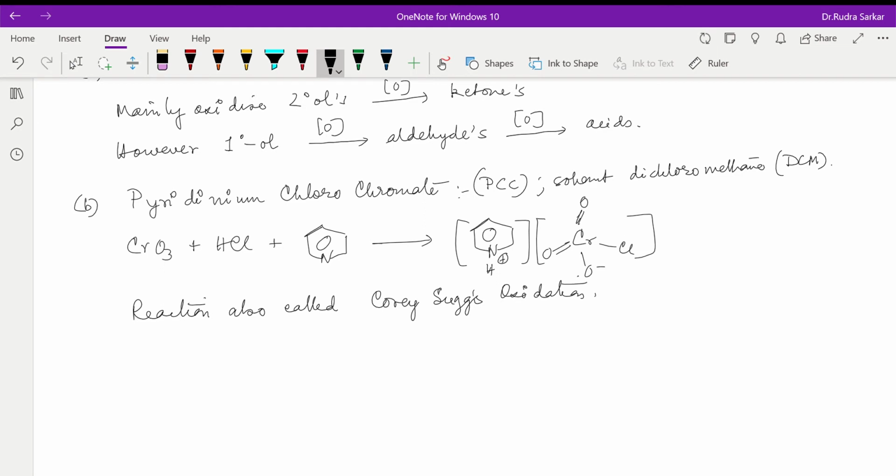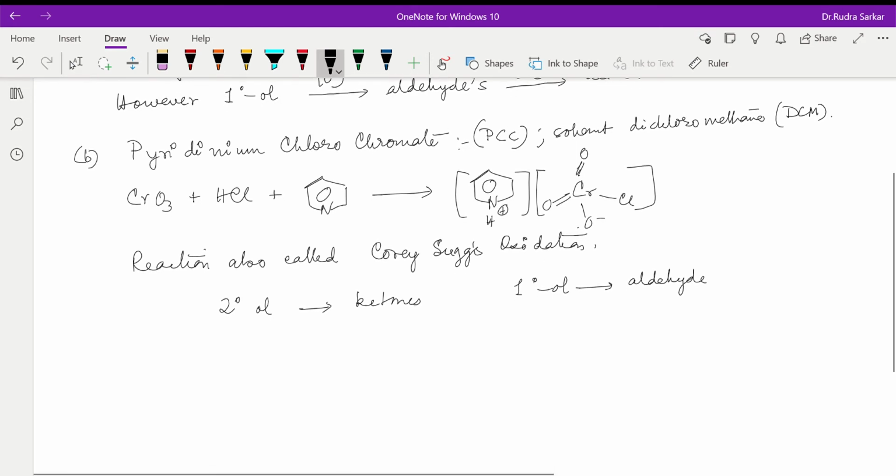So Jones reagent, as I said, will be oxidizing 2-degree alcohols to ketones, but 1-degree alcohols to aldehydes, which further gets oxidized to acids. But if you use PCC, then 2-degree alcohols will be going to ketones, whereas 1-degree alcohols will be going to aldehydes. So it is a milder oxidizing agent in comparison to your Jones reagent.